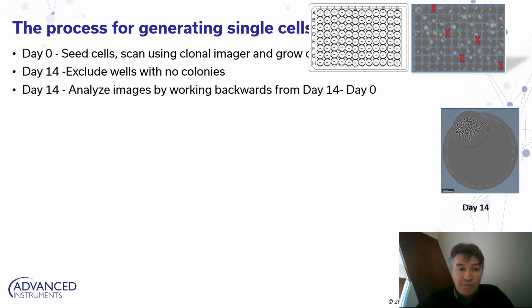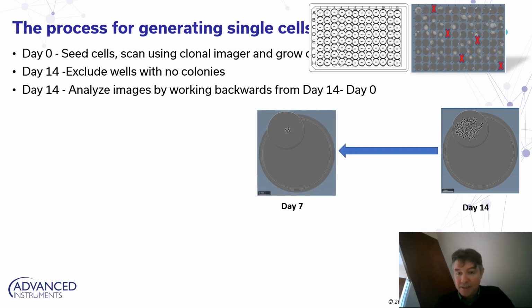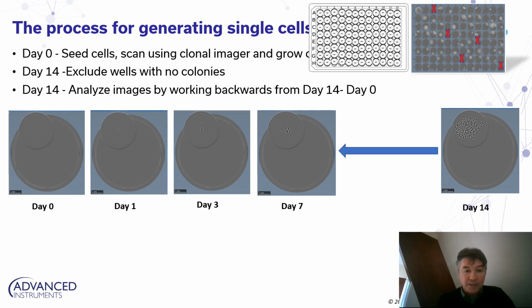For the wells that have not been excluded, you'll begin to look at the images that were taken by the clonal imager, and typically you would start from later days in the process, where you can find the colonies and then begin to work back. In this case, you might start with day 14. Your next image might be day 7, but because you're looking at colonies, it's slightly easier to locate those cells. And eventually you'll get to day 0, and then you can make a determination as to whether a cell is clonal or not.